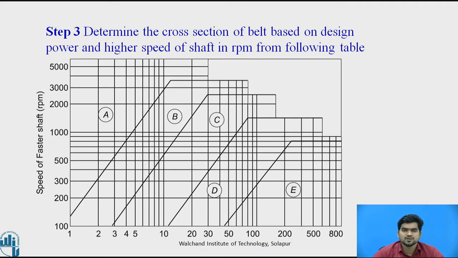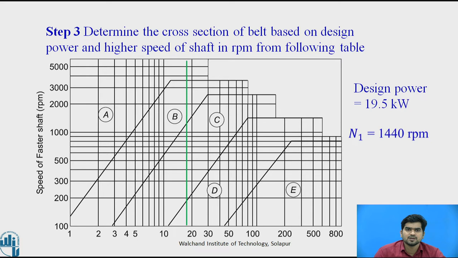This is the table from which we have to select the proper type of cross section of the belt. In this table you can observe that there are 5 types of belts available: A, B, C, D and E. Based on the high speed and the design power, we have to select the proper cross section of the belt. The horizontal axis indicates the power and the vertical axis indicates the speed of the faster pulley. As the design power is 19.5 kilowatt, I have drawn one line passing through 19.5.